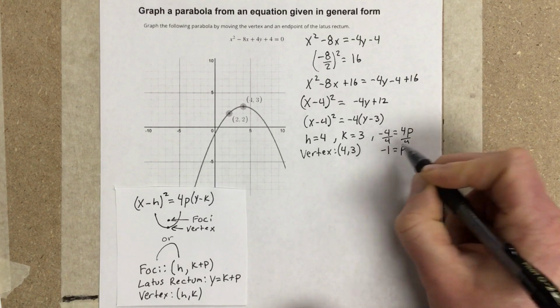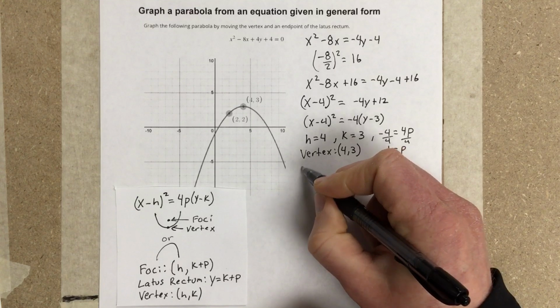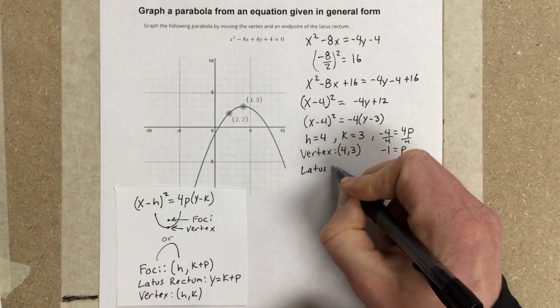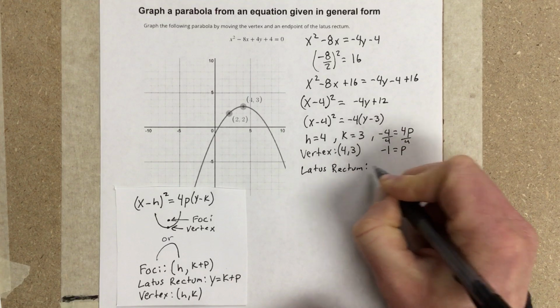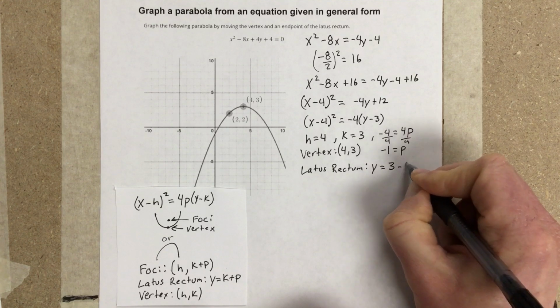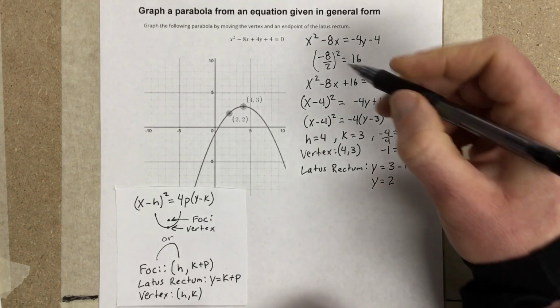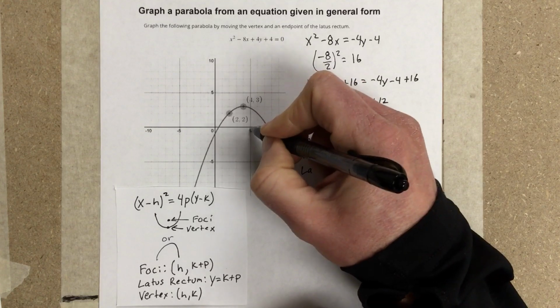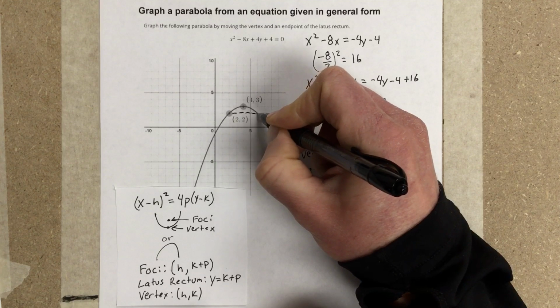So once I know my p-value, I can then find my latus rectum equation. The latus rectum is going to be y equals k, which is 3, minus 1, so I get y equals 2. So my latus rectum equation is a horizontal line at y equals 2, so we go up 1, 2, and draw this line right here.